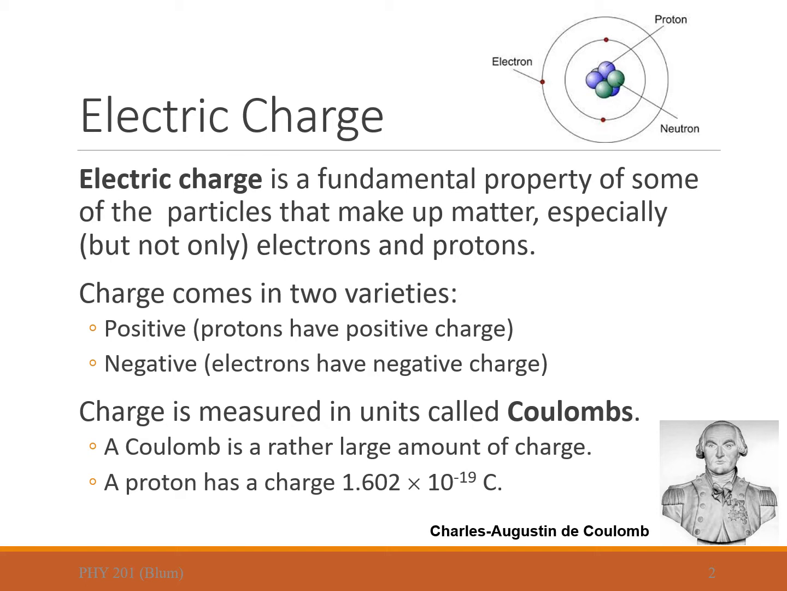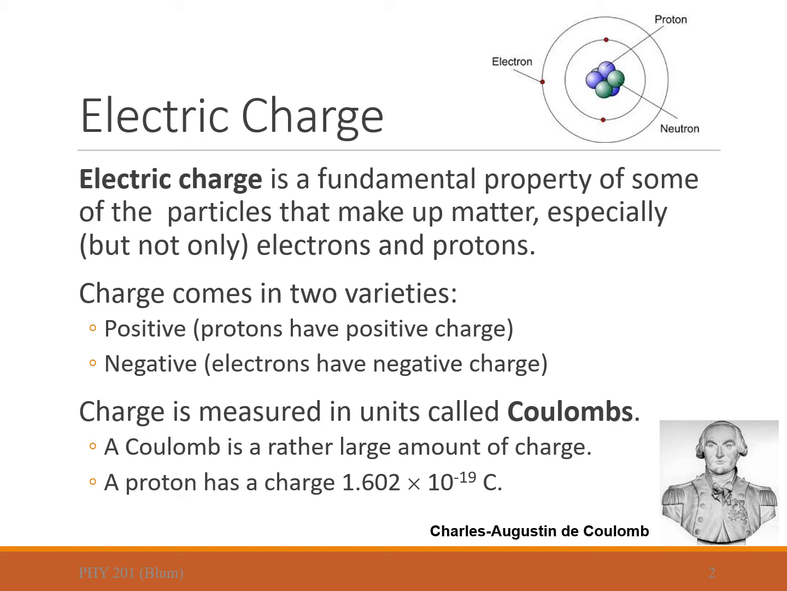Charge comes in two varieties, positive and negative. Protons have a positive charge, while electrons have a negative charge. And these charges are equal and opposite, so that a proton and electron combined would have a neutral or zero electric charge.